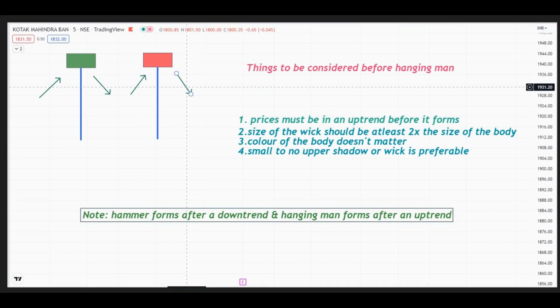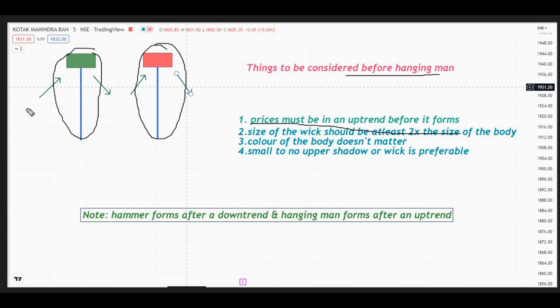Now we'll look at another type of candlestick pattern, and that is hanging man. See, hammer and hanging man look very similar, but there are little distinct properties in hanging man. In hanging man, prices must be in an uptrend before it forms. Uptrend, then hanging man, then our trade setup is very formidable and valid. The size of the wick should be at least twice the size of the body.